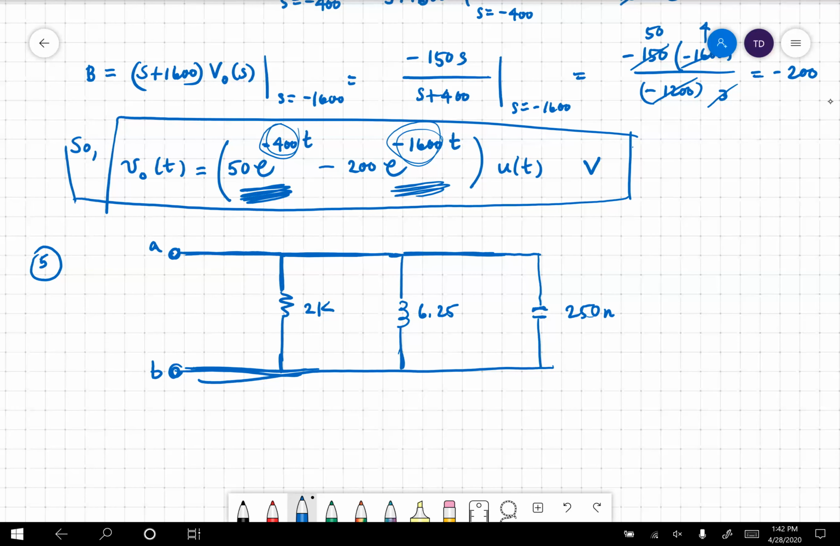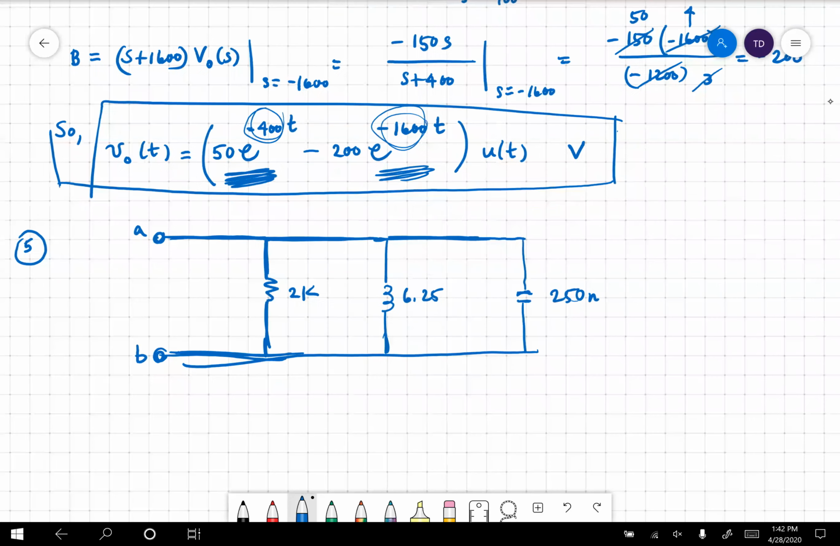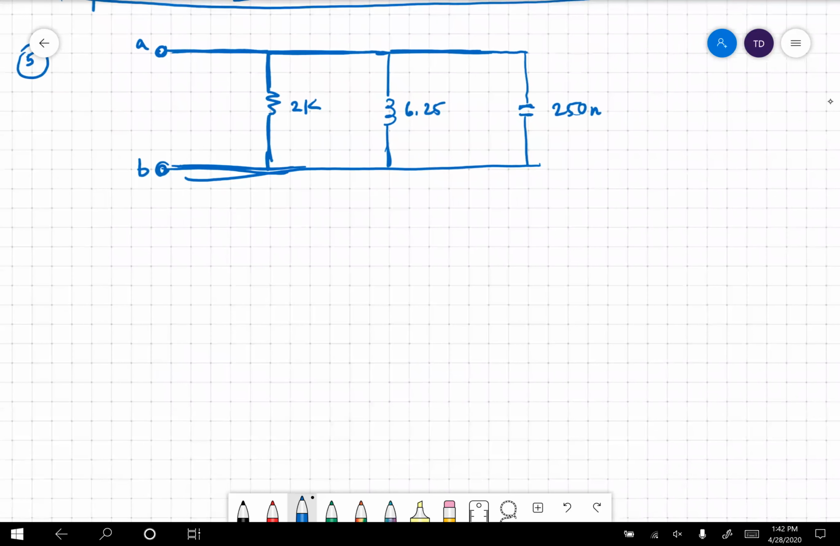Now, some of you would approach this by going right to the impedances, converting these to impedances. But let's write down their impedances so that we have them. So we know this one here is going to be 6.25s. This one is going to be 1 over 250 nano times s. And this is 2K. That's in terms of impedances. But what if we did them in terms of admittances?